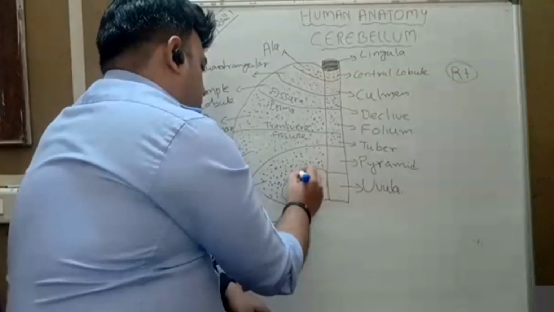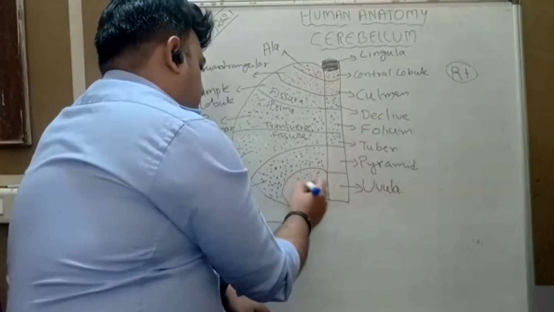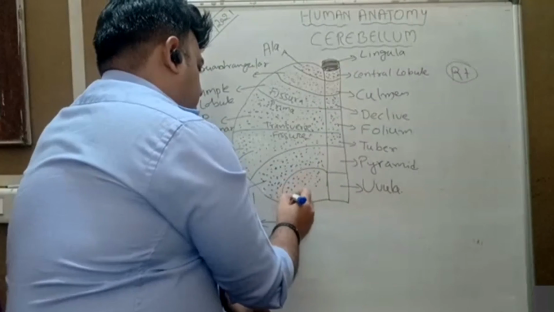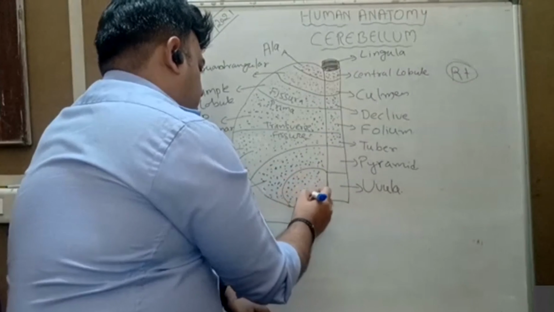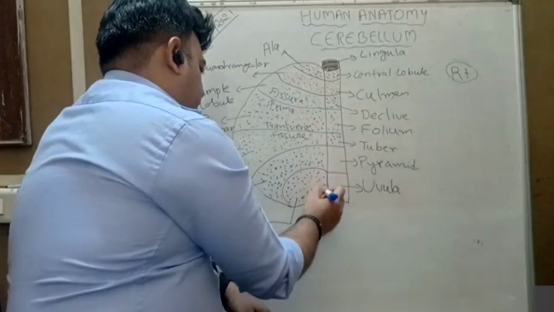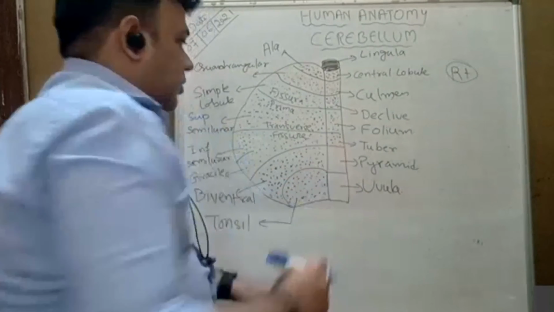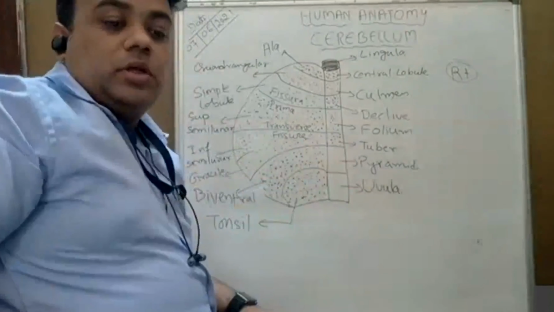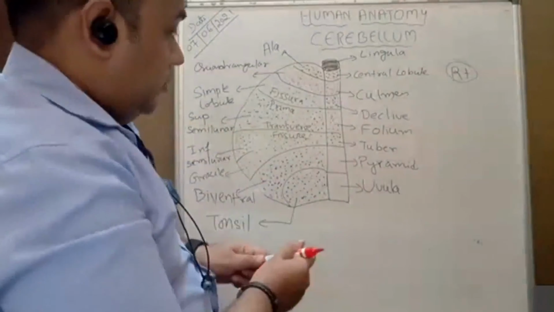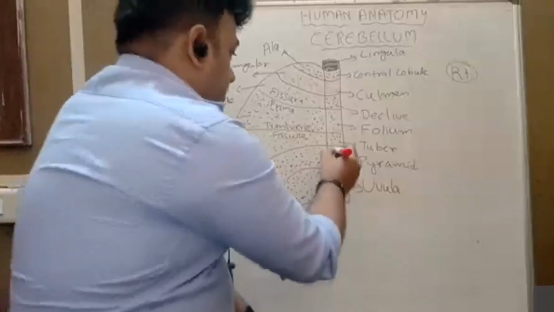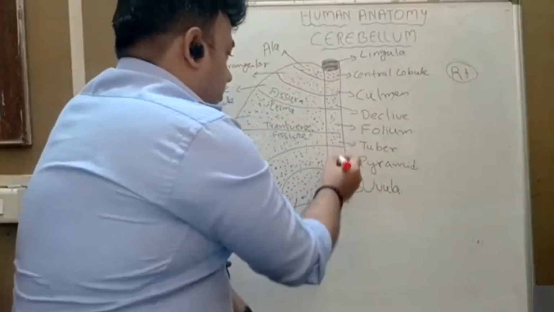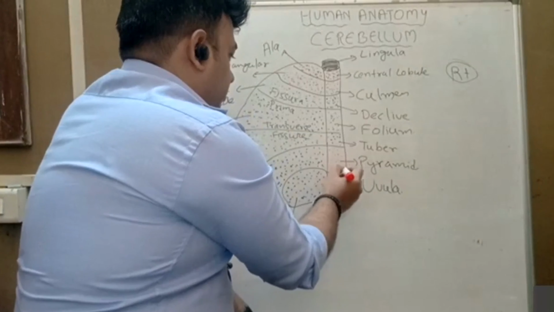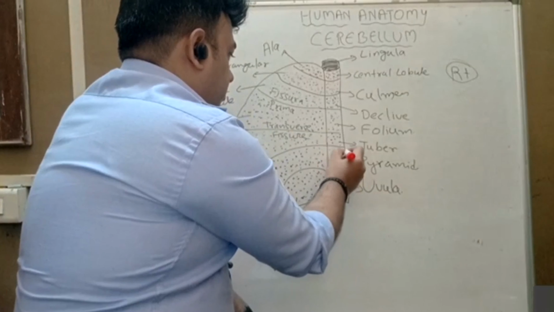To the tonsil also. Okay. Now you are thinking that I will draw this blue. No. Now I will paint the pyramid and the uvula with the red color. ज़्यादा यहाँ पे red था. Again here it is red.